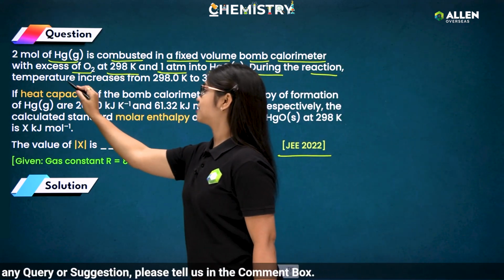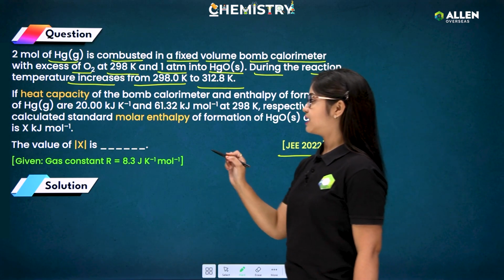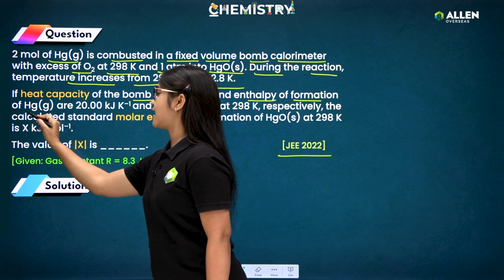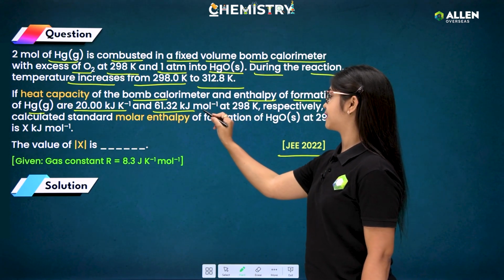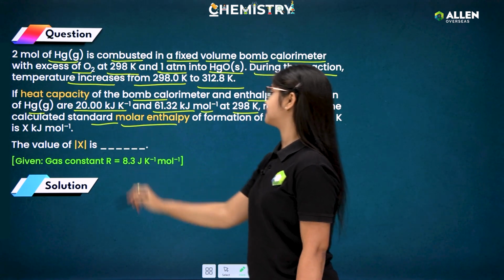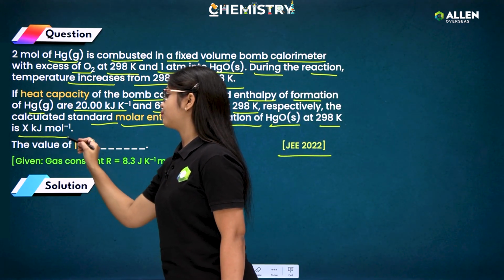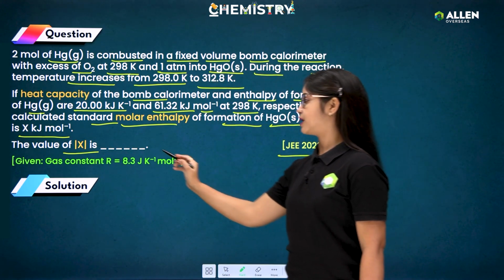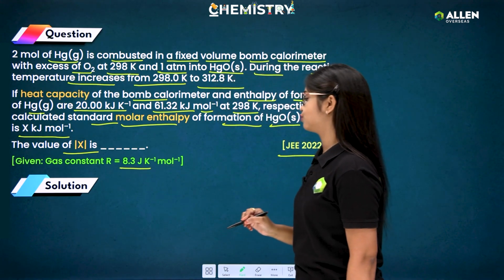During the reaction, temperature increases from 298 Kelvin to 312.8 Kelvin. If the heat capacity of the bomb calorimeter and the enthalpy of formation of Hg gas are 20 kilojoule per Kelvin and 61.32 kilojoule per mole respectively at 298 Kelvin, the calculated standard molar enthalpy of formation of HgO solid at 298 Kelvin is x kilojoule per mole. We have to find the value of mod x, the magnitude of x. And the gas constant R is given as 8.3 joule per mole per Kelvin, right?